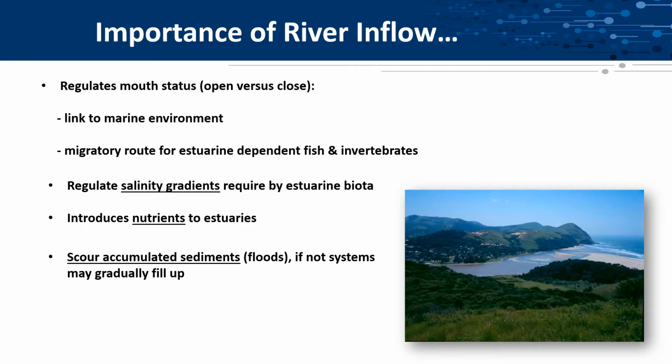So talking first about hydrology and river inflow, you need to understand that flows regulate the mouth state of our systems, whether it's open or closed, the link to the marine environment, and it also provides important cueing effects for migratory species such as fish and invertebrates. It regulates our salinity profiles in our systems, which is then strongly related to biological responses. It introduces nutrients into estuaries, and it also scours accumulated sediments during floods and prevents systems from filling up.